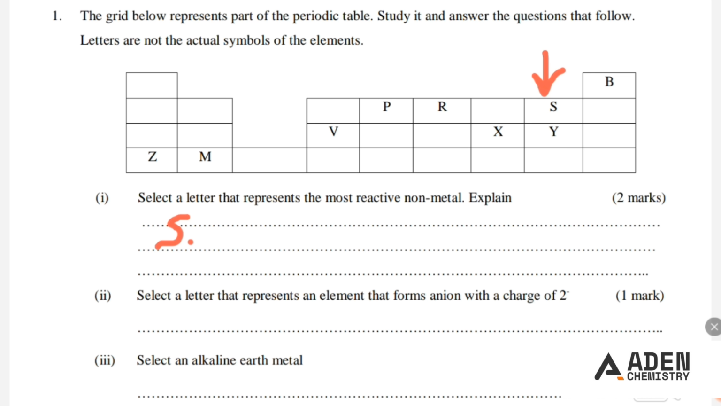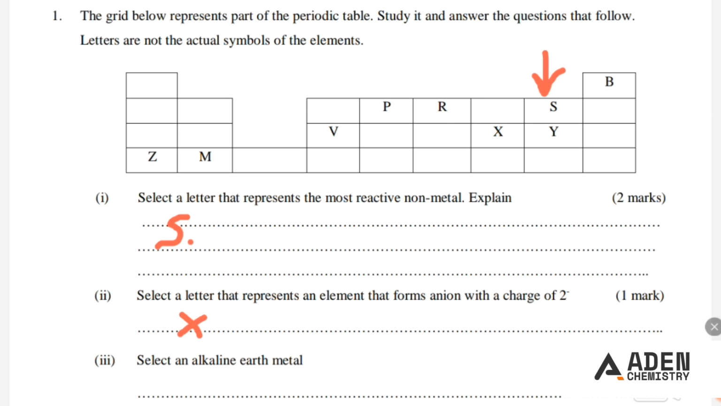Then Roman 2. We are told select a letter that represents an element that forms an ion with a charge of 2-. So we are supposed to look for an element. 2- means it gains 2 electrons. So that means these ones are halogens. The way we have said, they are going to gain 1 electron. So that means this group 6, they are going to gain 2 electrons. So the element that we are talking about there is X.